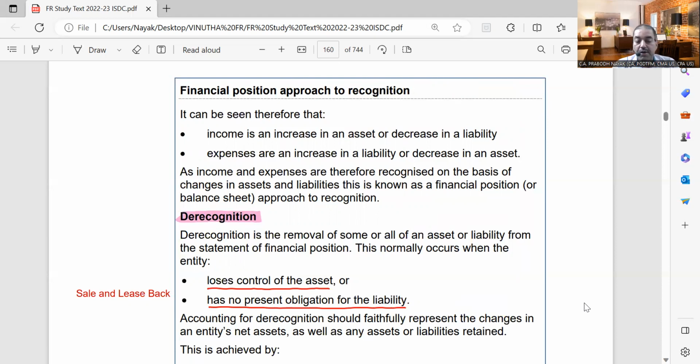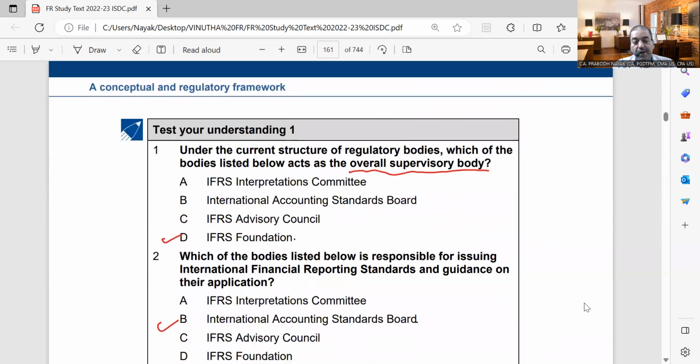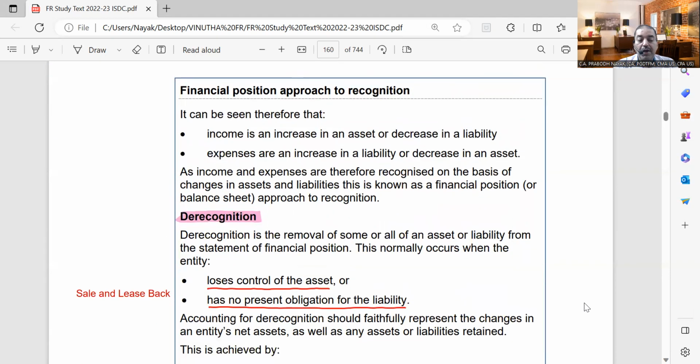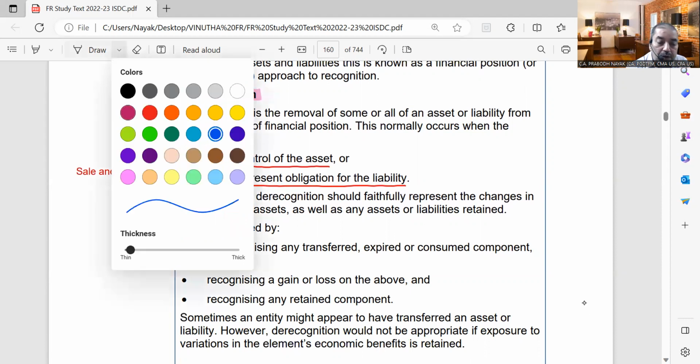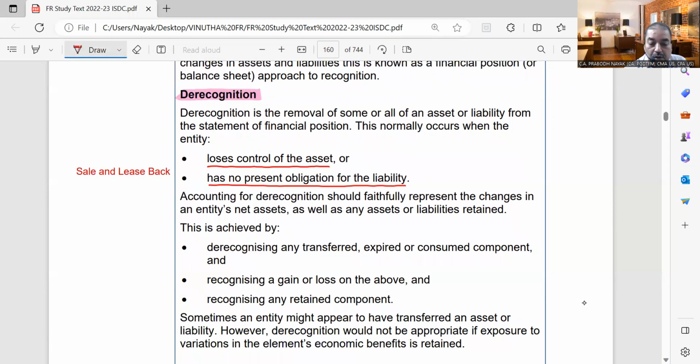Now, what about derecognition? Just like recognition means including an item in the statement of financial position or statement of profit or loss, derecognition means removing that particular item from the financial statements. So derecognition involves removal of the items from the financial statements.